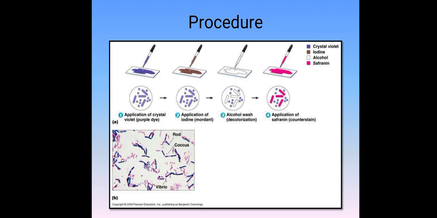In this way, during the decolorization, the Gram positive bacteria, which contain a higher level of the peptidoglycan layer, due to the complex formation between the Gram's iodine and the crystal violet, do not get removed, due to the presence of the thick peptidoglycan layer in the Gram positive bacterial cells.